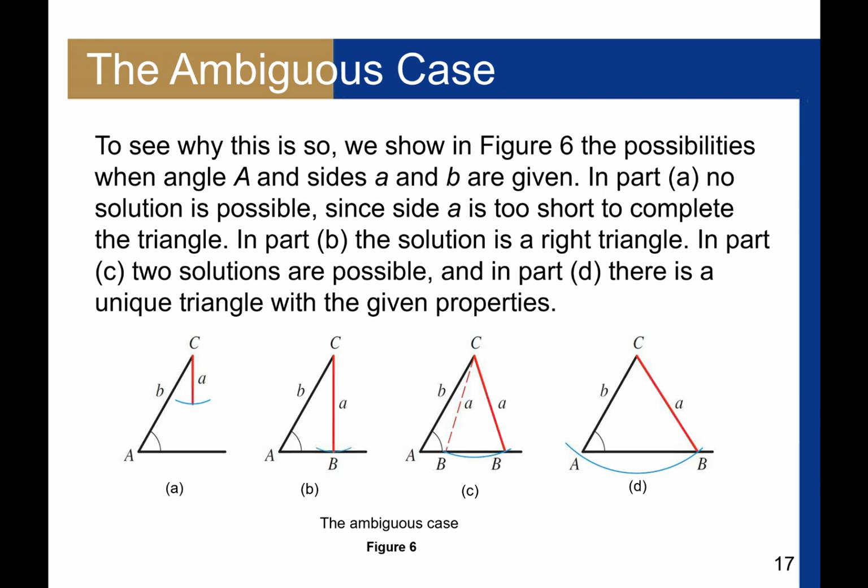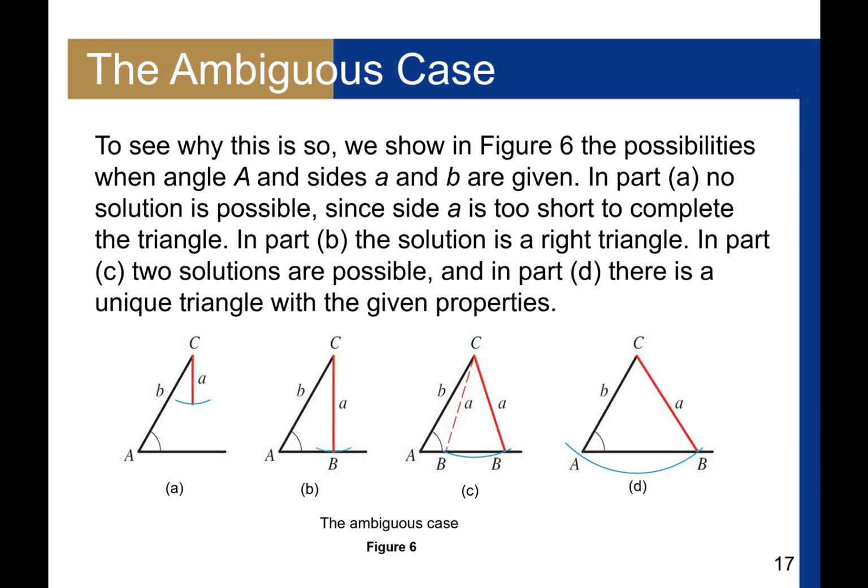If side A is just a little bit longer, notice there it's trying to show in blue arcs drawn by a compass. If side A, for figure C, if side A is just a little bit longer, we could get two different triangles. Or if it's longer still, look at what happens to the arc. It goes to the outside and past point A, and we're back to one solution.